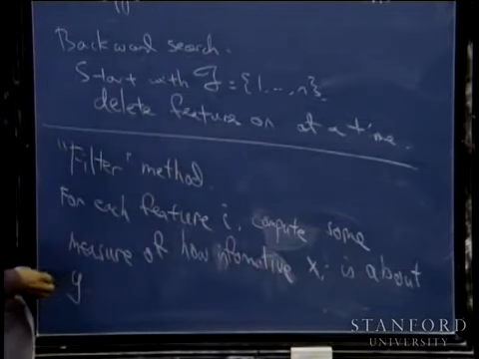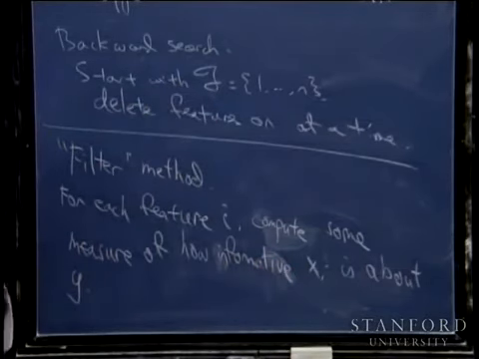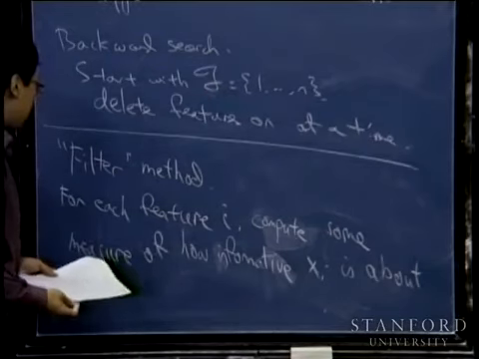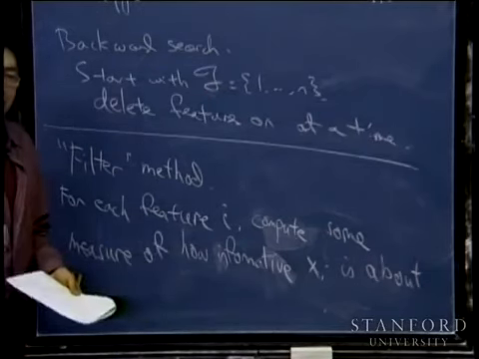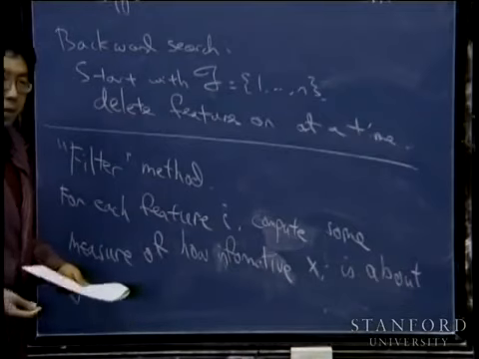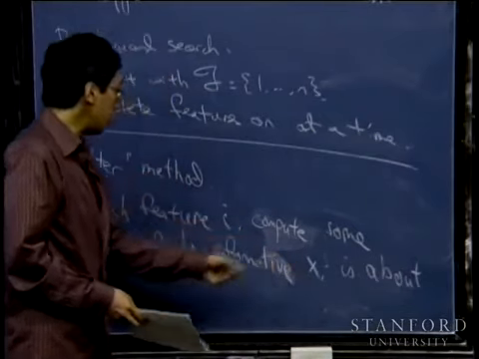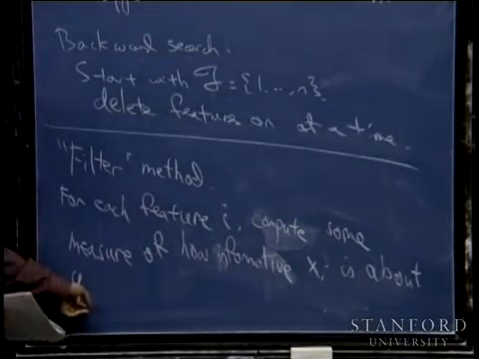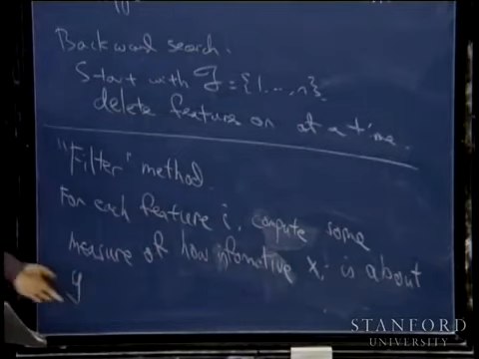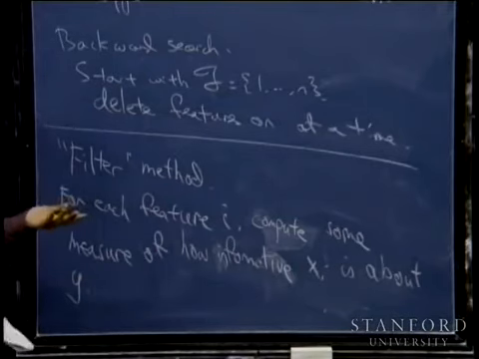Compute some measure of how informative xi is about y. There are many ways you can do this. One way that you can choose is to just compute the correlation between xi and y. For each of your features, you just see how correlated this is with your class label y, and then you just pick the top k most correlated features.